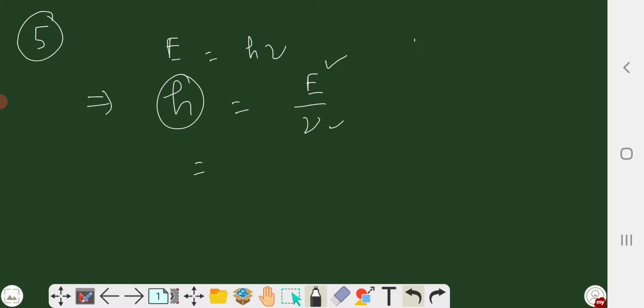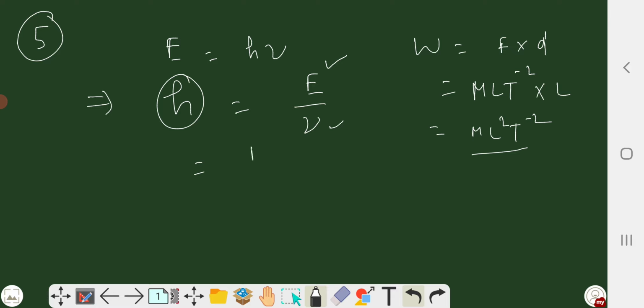So I am using the formula for work done. Work done equals force into displacement. What is the dimension of force? MLT minus 2, and distance is L. So what I am getting here is ML square T minus 2. So I will just put ML square T minus 2.